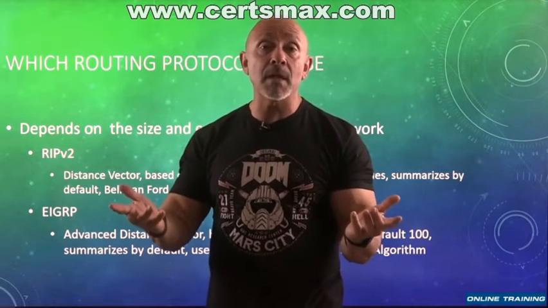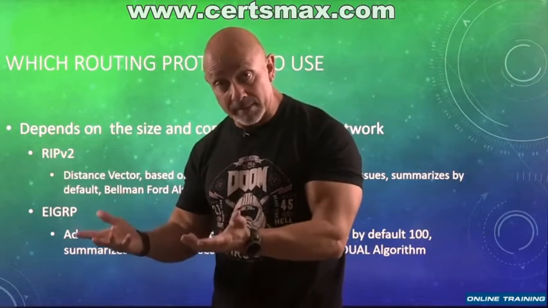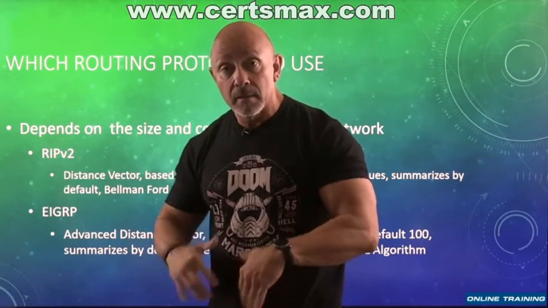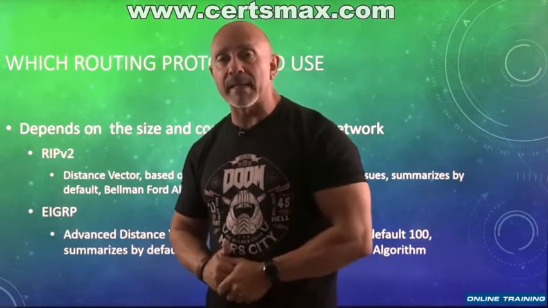Because if you only have a T1 and RIP sends it out every 30 seconds, do you want the whole routing table? Distance vectors do this. Sends out the entire routing table on the updates. Do you want that to happen? So you've got to make that decision.